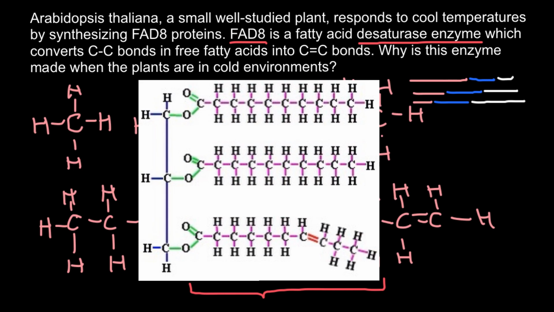What is the part of the plant that produces energy? This is a chloroplast. So we can find these free floating fatty acids, and this desaturase enzyme, in the chloroplasts.